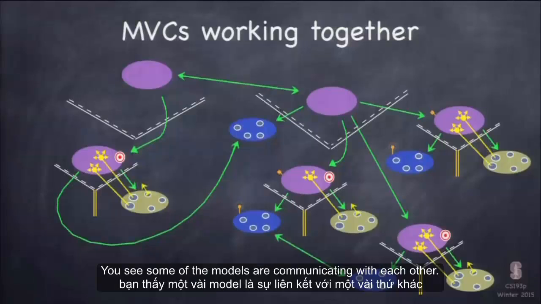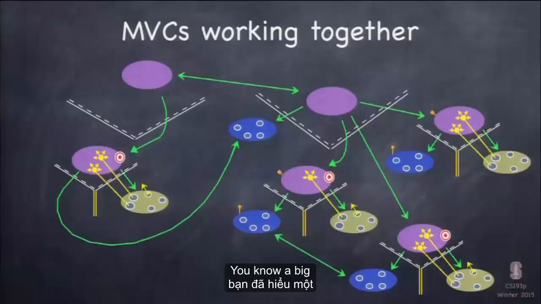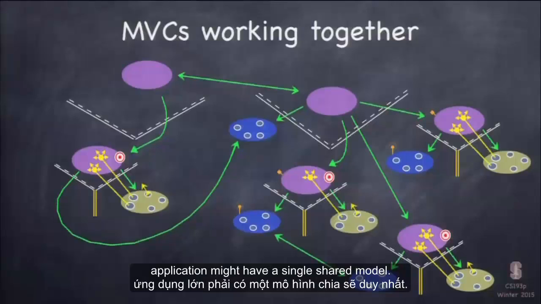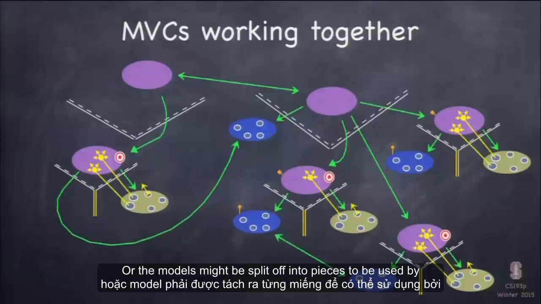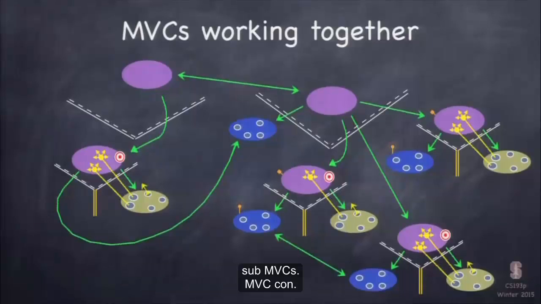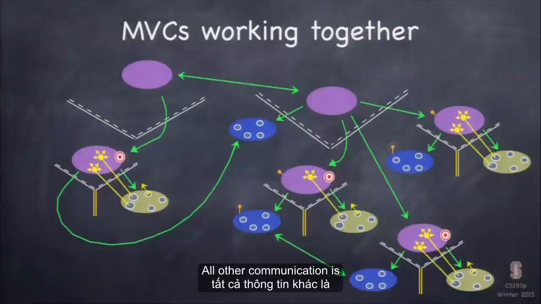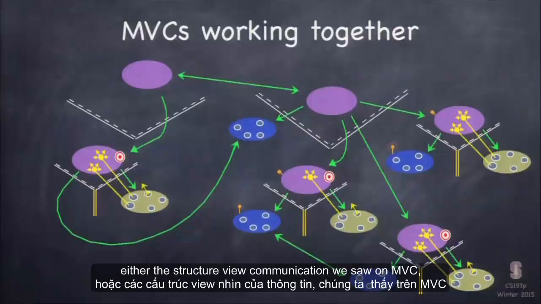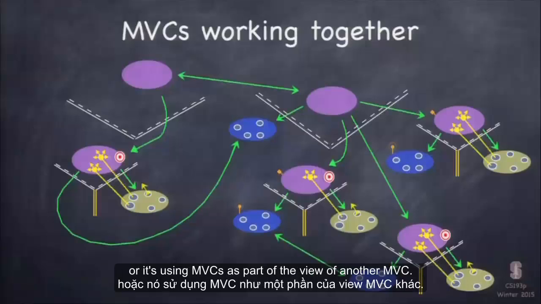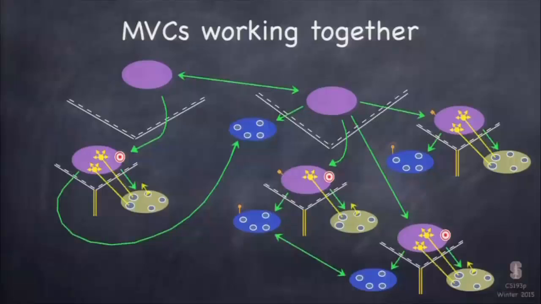You see some of the models are communicating with each other. You know, a big application might have a single shared model, or the models might be split off into pieces to be used by sub MVCs. Okay? But that's the only kind of communication you have there. All other communication is either the structured view communication we saw in MVC, or it's using MVCs as part of the view of another MVC.